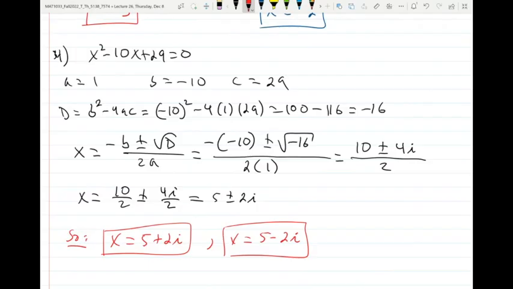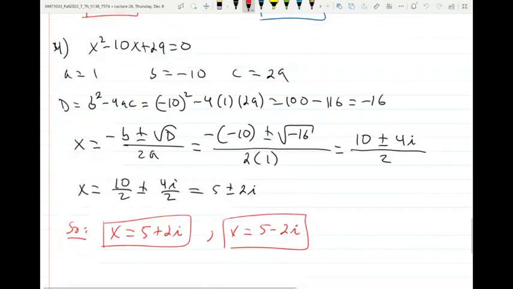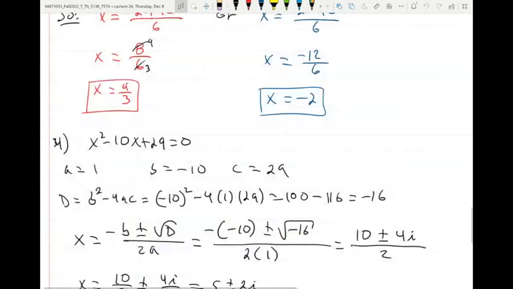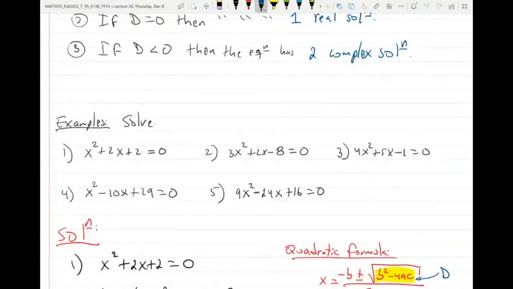Once again, notice that they're conjugates. You see the same thing, but one positive, the other one negative. This is always the case when you get complex solutions. All right, so I think with this you have enough examples. If you do number 5 on your own, I'm going to leave this one to you as homework. You will see that it's going to have one solution. So do 5 and 3 on your own. But if you compute the discriminant here, you're going to get 0. That means there will be only one solution.